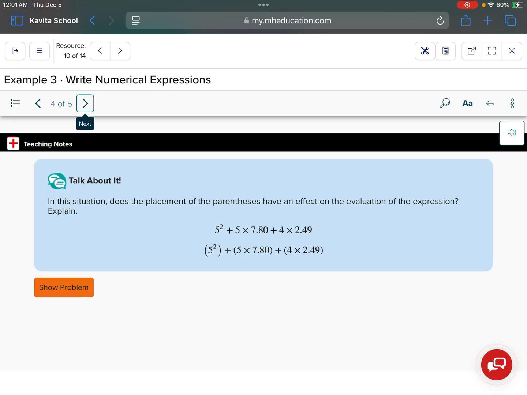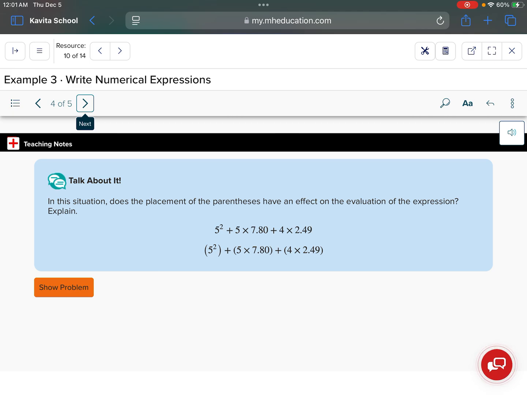Let's take a moment to talk about it on your own. This is on the bottom right of page 271. Then I'll talk about it. So let's see, in this situation, does the placement of parentheses have an effect on the evaluation of the expression?